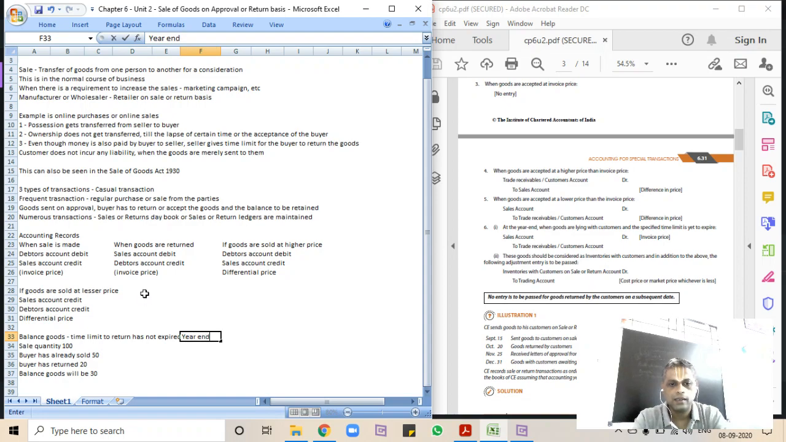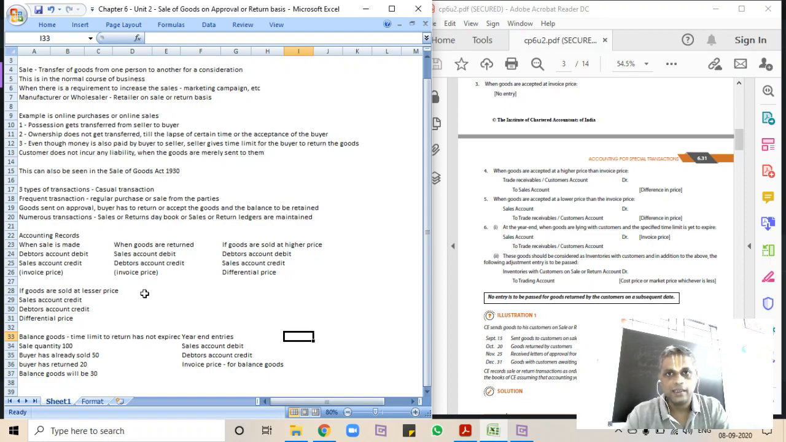Year end entries. First entry is reverse the sale. Sales account debit to debtors account credit, at invoice price for the balance goods. Now, these balance goods have come back to us, so this has to be treated as inventory. The balance goods, what is returned by the buyer, has to be treated as inventory in the books. This return has happened before the year end, so the balance goods we have to treat as inventory.